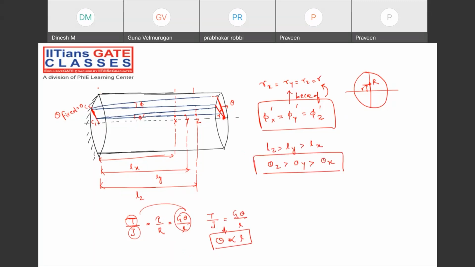At x equal to 0, the angle of twist will be 0. But as you keep on moving from the fixed end, your angle of twist will keep on increasing. Understanding my point? All of you are getting my point or not? I can show you also. Let me just show that.